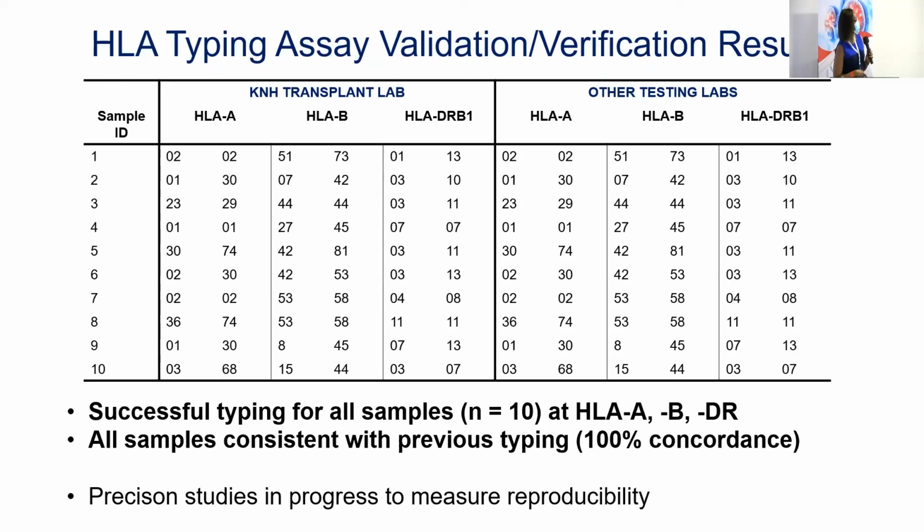So these are our results. One column just shows our results for the specific alleles. Remember, this one is one allele and this is the other one, so probably maternal and paternal. We compared these results to the other testing labs. We were successful in typing all the samples, so there's no sample that failed. All our samples were consistent with the previous typing, so there was 100% concordance.